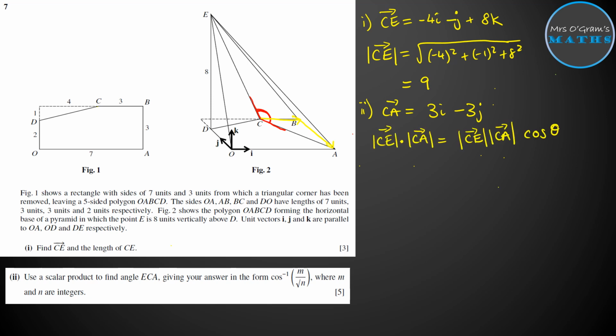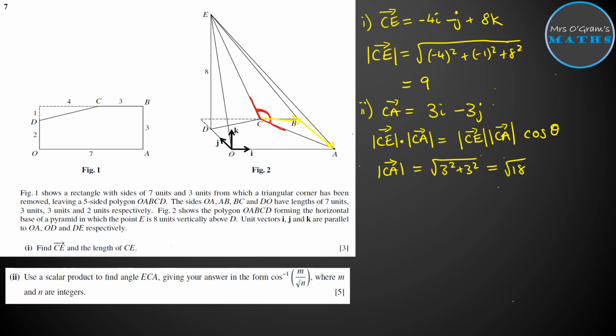So our formula for scalar product looks like this. So we're going to need the modulus for CA as well as just the vector of it. So the modulus of CA is the square root of 3 squared plus 3 squared plus 0 squared, but we're not going to bother to write that. And that will give us the square root of 18.